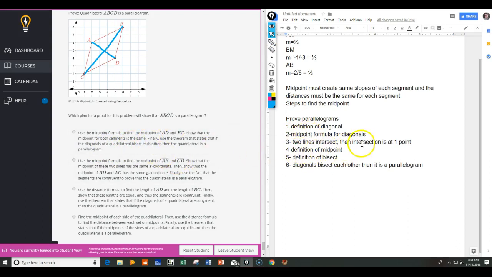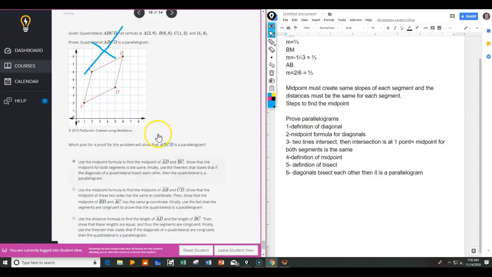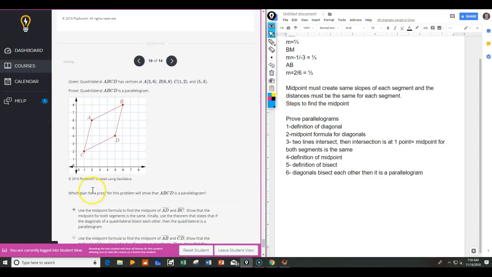So, two lines intersect, then the intersection is one point. This is saying that the midpoint for both segments is the same. So that's what it means. So that's how I would use the example to help me answer this question.